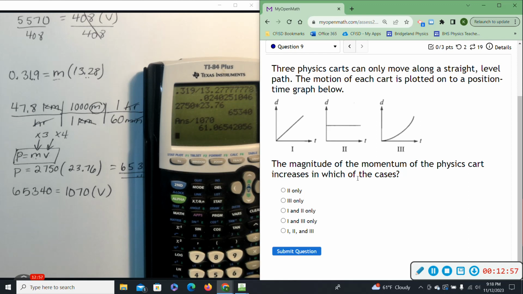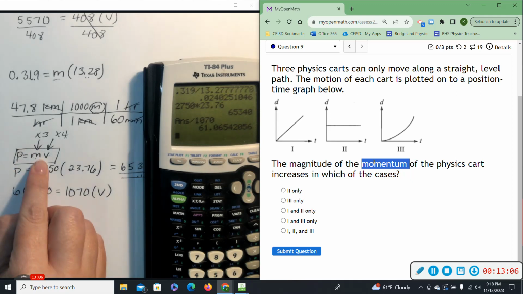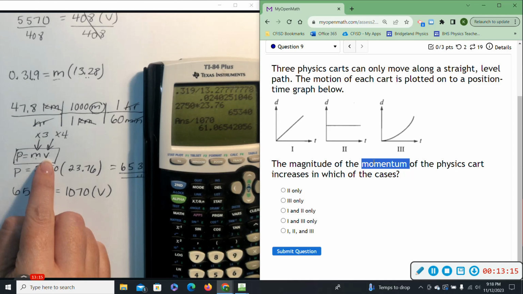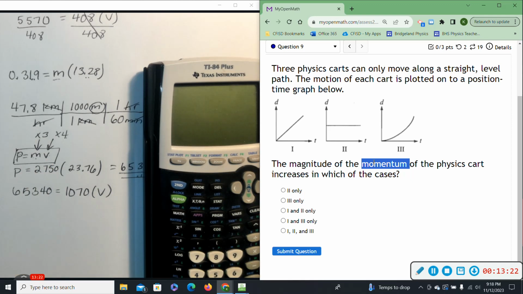So again, your momentum would change if your velocity changes, because your equation for momentum is mass times velocity. If your mass changed, which isn't going to happen with a cart, but the mass is going to be constant for that given cart. So it's really just the velocity. If you want to know where your momentum is increasing, you just need to know where your velocity is increasing. So you need to find a cart that shows acceleration with an increasing velocity.